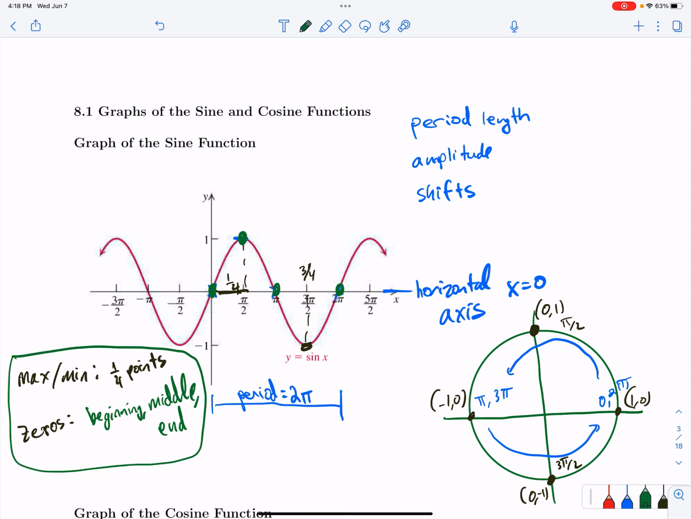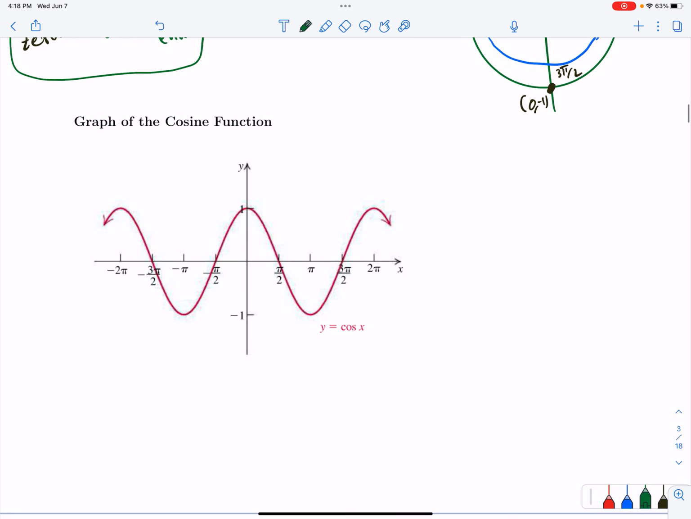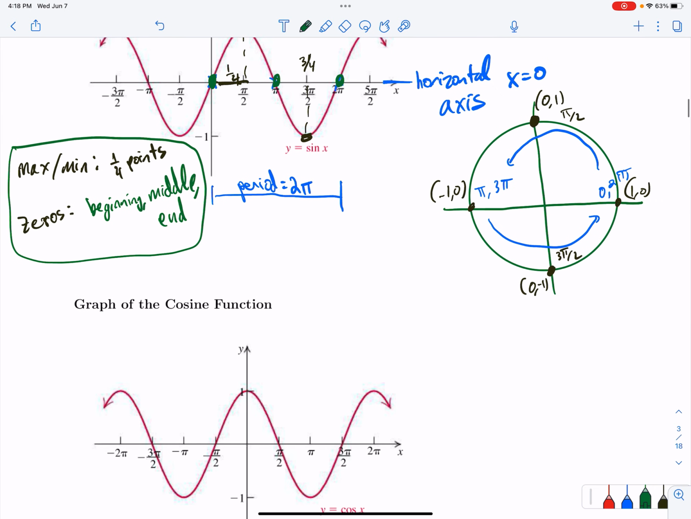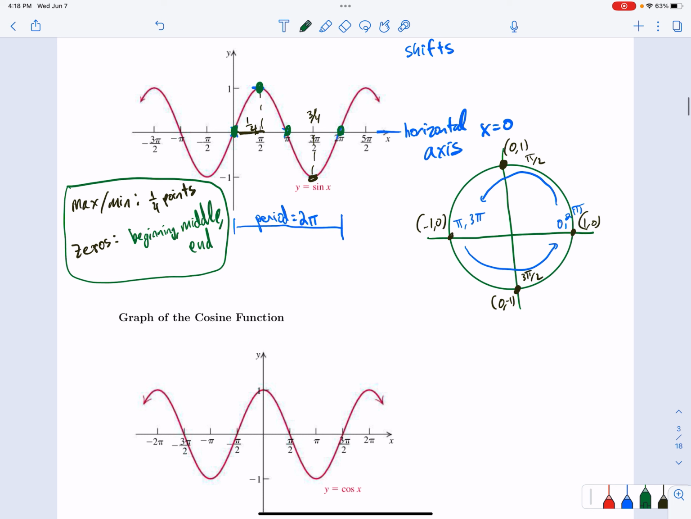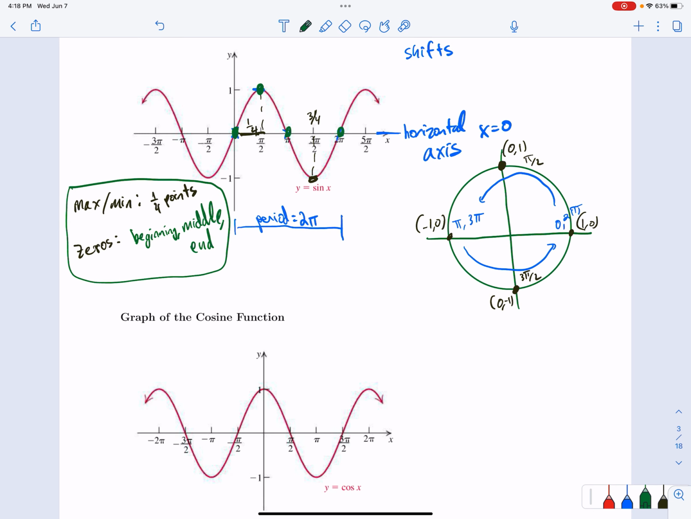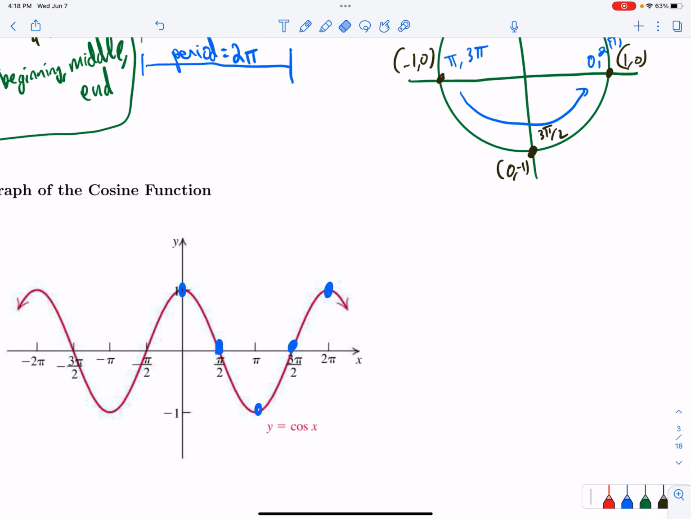All right, now let's look at the cosine graph. Now what we notice, we can compare these. What we notice here with the cosine graph is the maximum and the minimum are at the beginning, middle, and end. And then the 0 points are at the quarters. So it reverses itself from the sine graph.